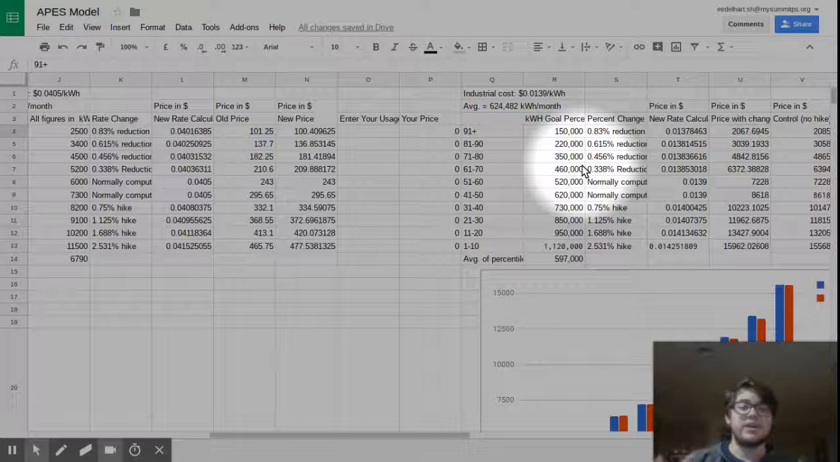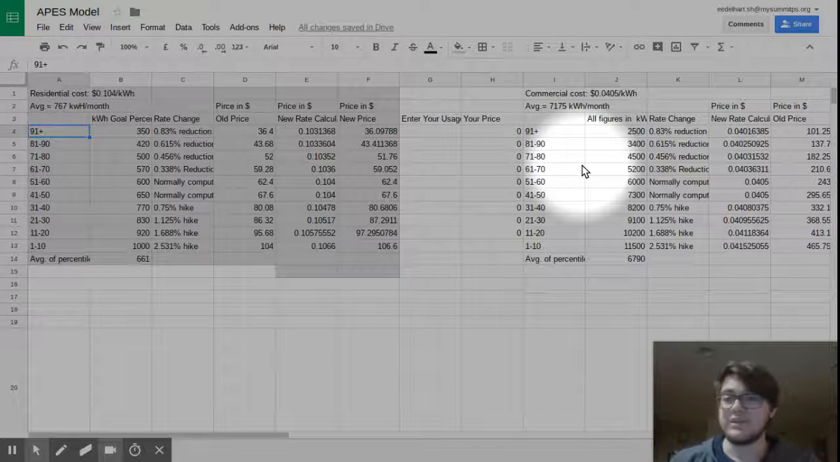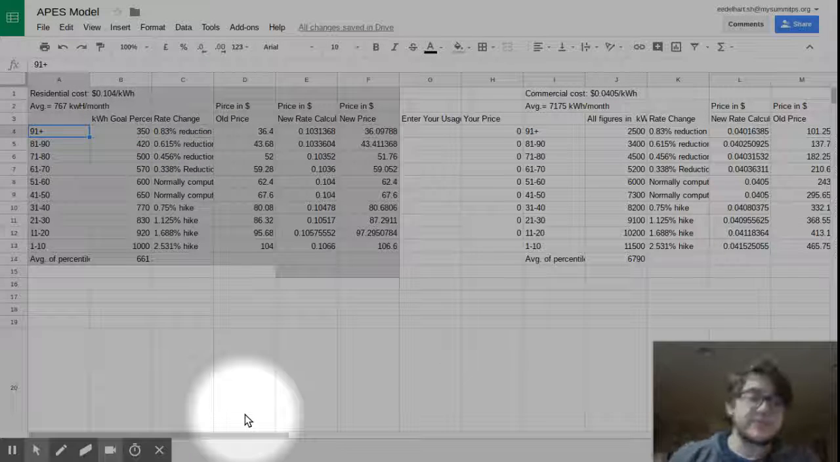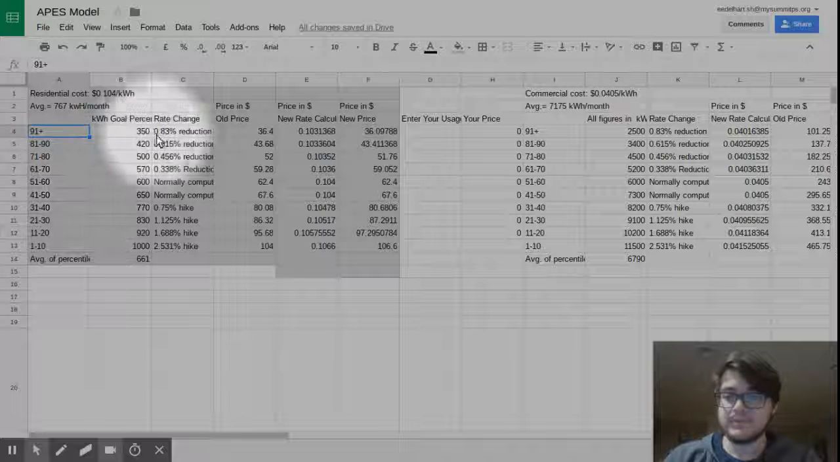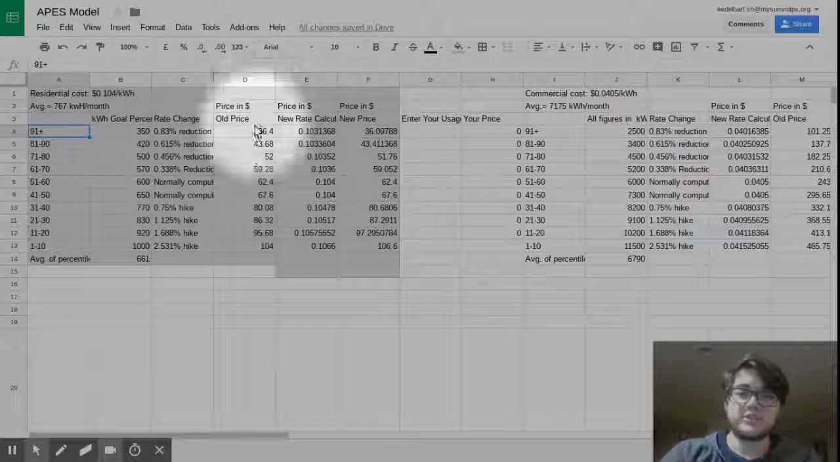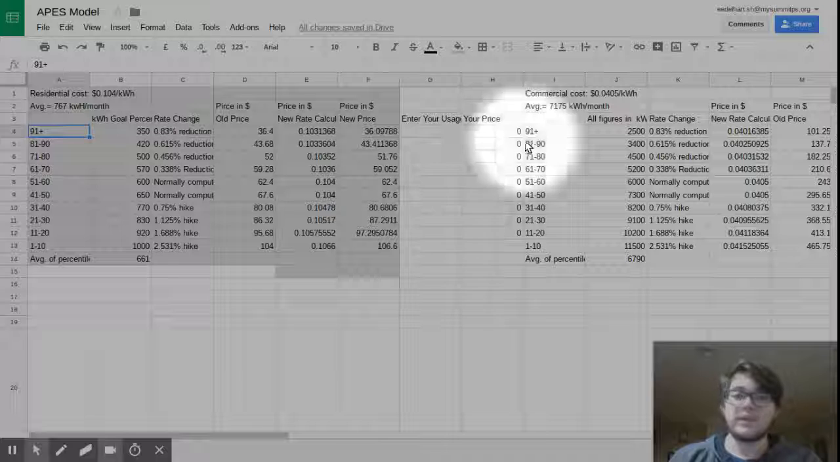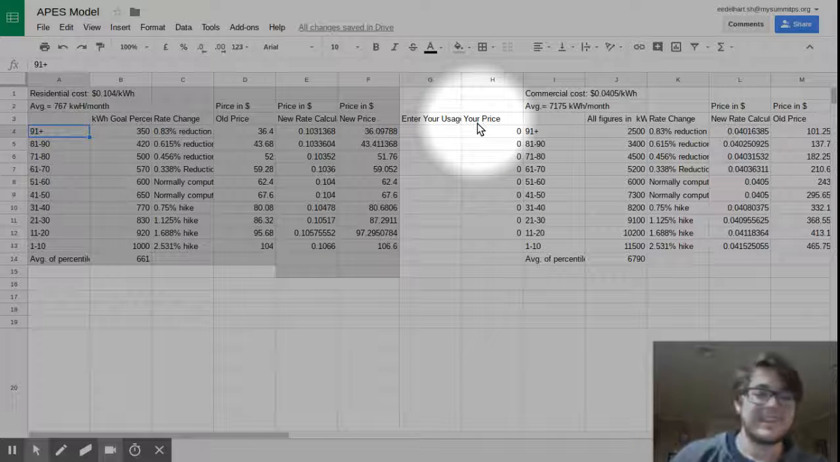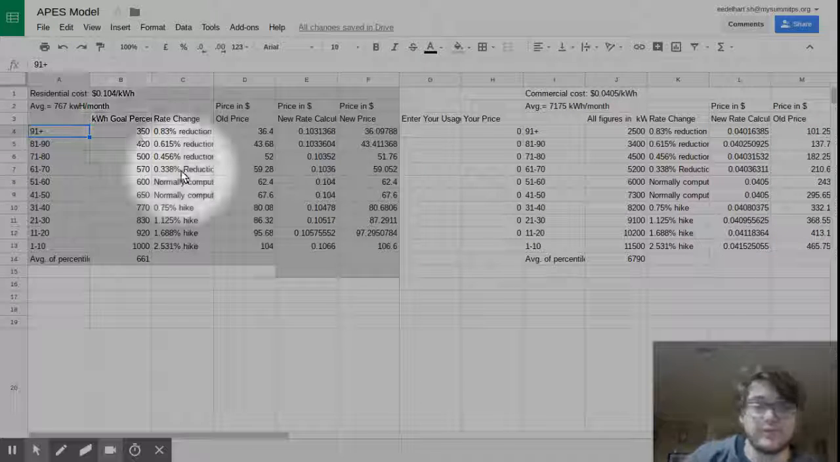And so the goal of this is to use data about the average energy use of each of these sectors, as well as the price of each of these sectors, to try and incentivize a reduction of energy use. So in each section, we have 6 different things. We have our percentile, our goal percentile range, our rate change, old price, our new rate, and our new price. As well as entering our usage and new price, but we'll get into that later. Up here, we have the previous average price as well as the previous average use.